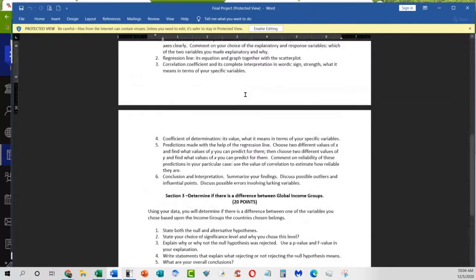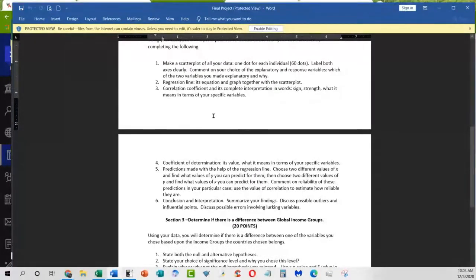And then here you're going to do your regression. Is there a correlation? What is the regression equation? You're going to take two of your values and find what the predicted values are. Find what the error is. The error is, remember, just the difference between the actual value and the predicted value.